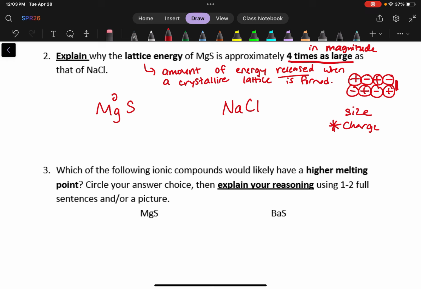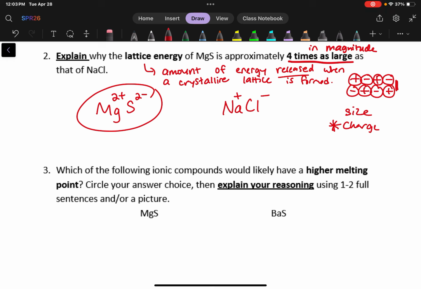So for magnesium, we have a 2+ charge and a 2- charge, and for sodium, we have a 1+ charge, and chlorine, we have a negative charge, -1. So in terms of magnitude, MgS is going to be a much stronger electrostatic attraction because they've got that higher magnitude of charge.